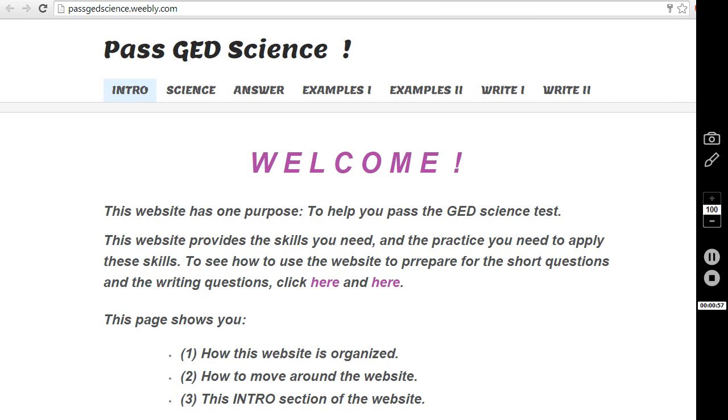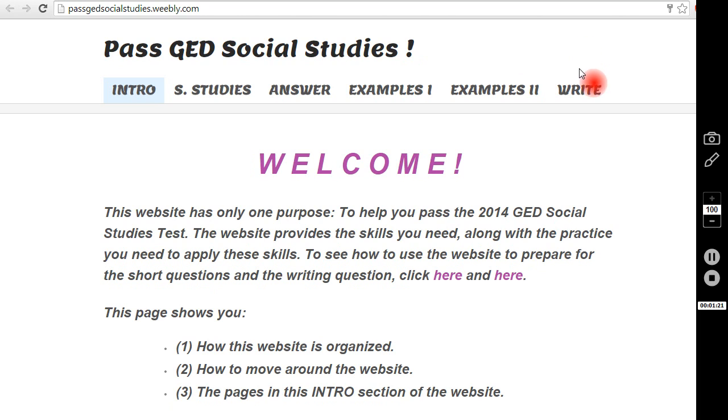Now, in each of these tests, about 15 to 20% of the points come from the writing questions, but they are more important than that because so many people are anxious about them. In the science test, there are two writing questions, so there is a write 1 and a write 2 section in the science website. In social studies and in language arts, there is one write question, and so in each there is one write section in the website.